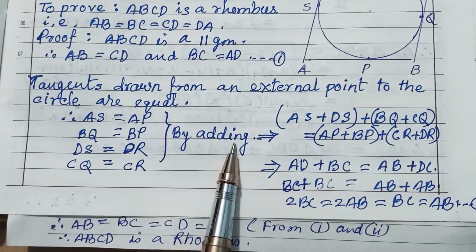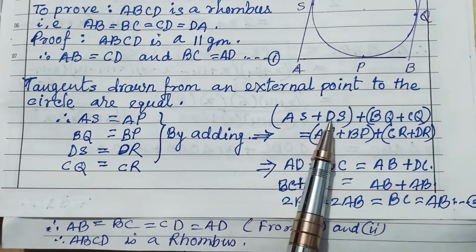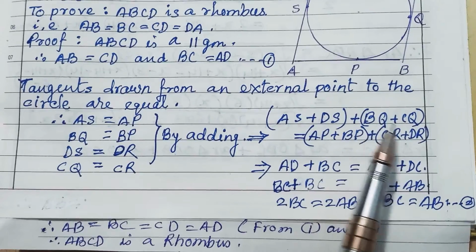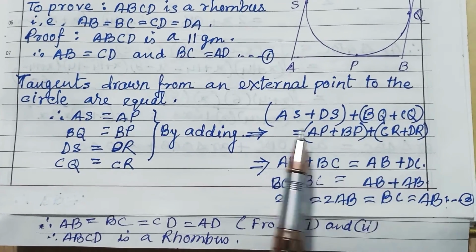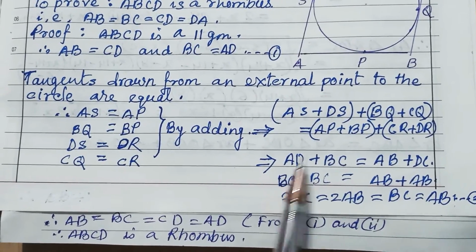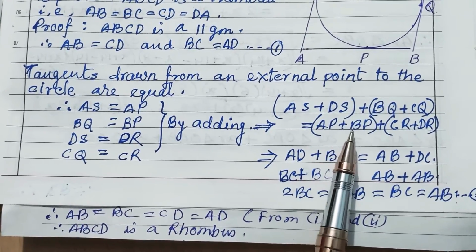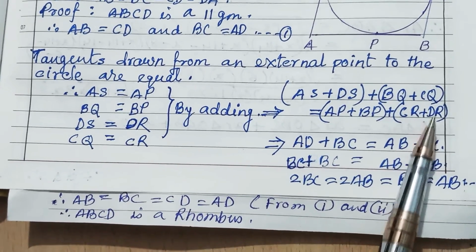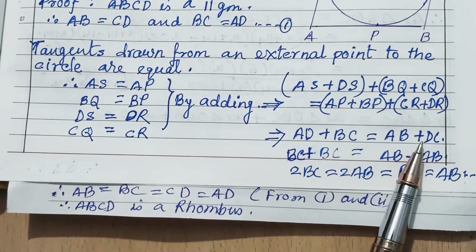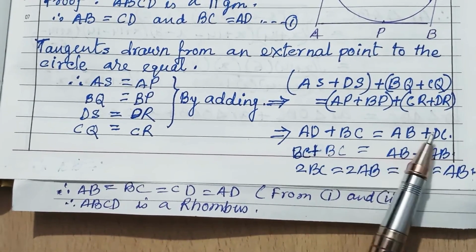Now, by adding all four, on the left-hand side you add AS plus DS plus BQ plus CQ plus AP plus BP plus CR plus DR. AS plus DS equals AD, BQ plus CQ equals BC, AP plus BP equals AB, and CR plus DR equals DC. Therefore AD plus BC is equal to AB plus DC.